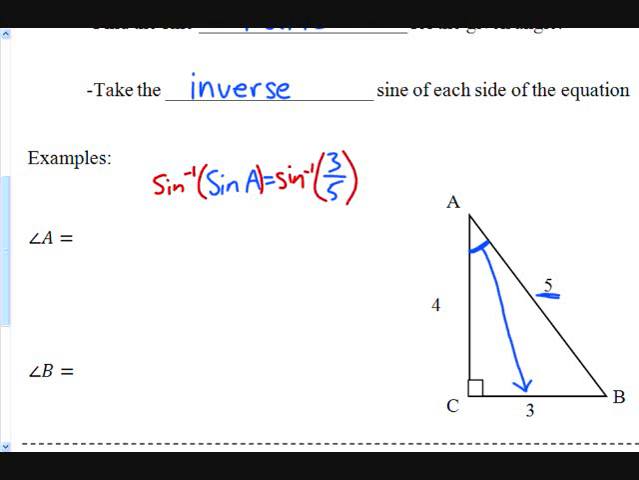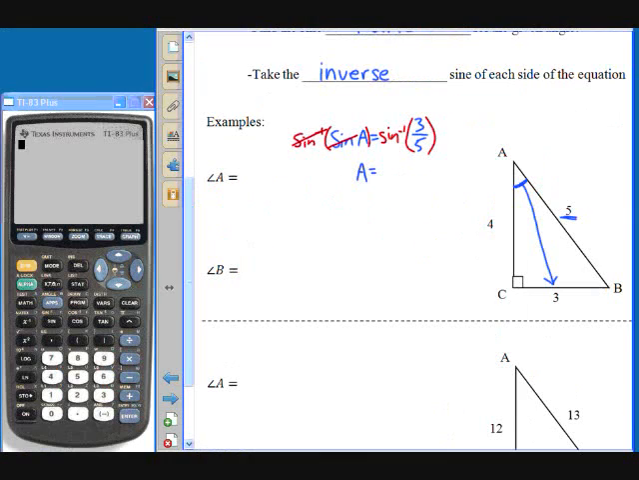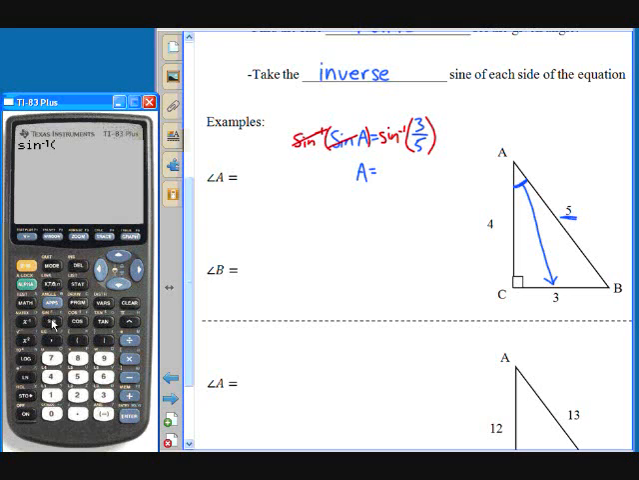And essentially what happens here is sine to the -1 and sine cancel each other out, which is why we're using that, which just leaves us with A. And then the rest of this I just need to plug into my calculator now. Inverse sine of 3/5, I go over to my calculator. To do the inverse sine button, I hit second, then the sine button, so I see inverse sine pops up on my calculator. And then 3/5 is just 3 divided by 5.